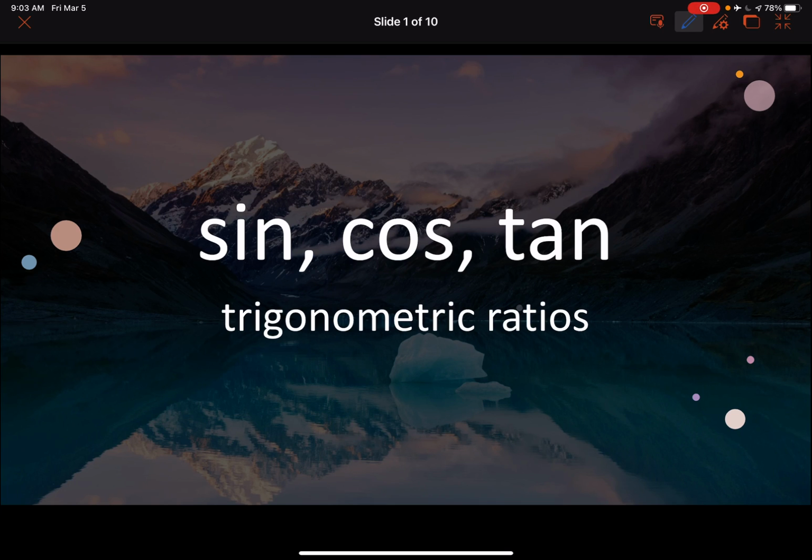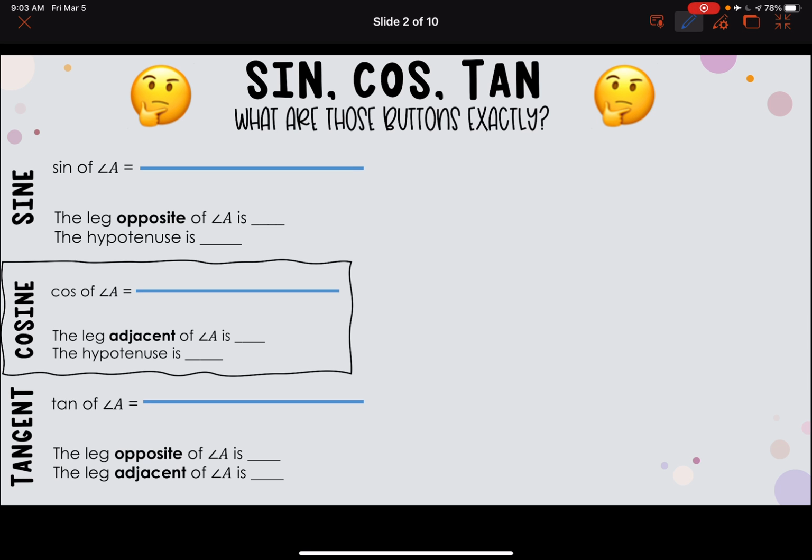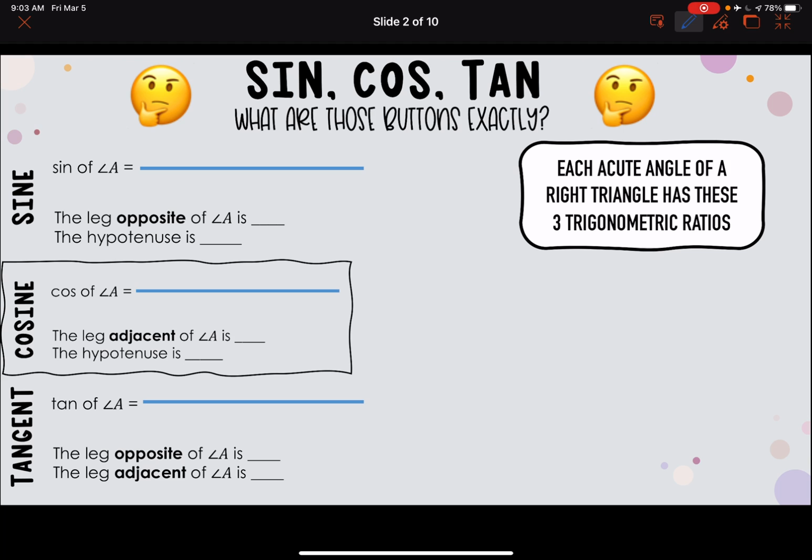All right, everybody, so we are going to be talking about sine, cosine, and tangent today. And that's what these three things mean. You've seen these buttons on your calculators forever. All right, so sine, cos, tan. So what these buttons are is that each of these acute angles on a right triangle has these three trig ratios, or trigonometric. We just say trig for short.